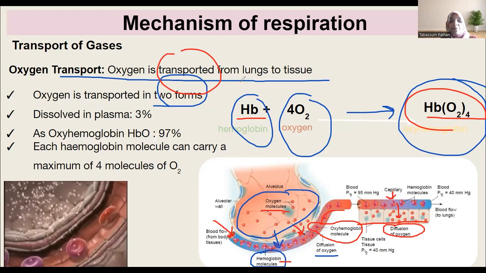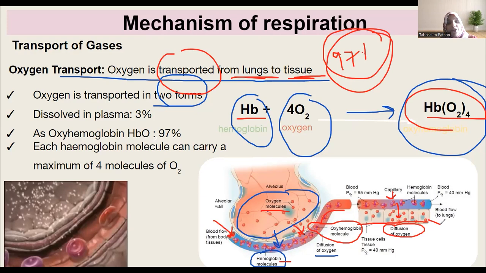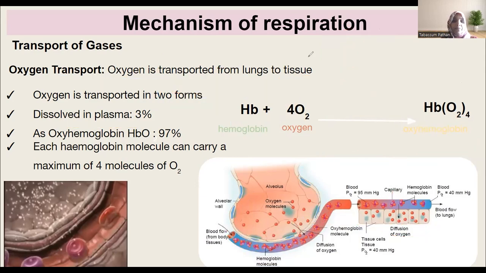This type of transport of oxygen from the lungs to the tissue is the maximum type. 97% of the oxygen that is given to the tissue is transported via this type. Only 3% of oxygen is dissolved in the plasma of the blood. It is not carried away by the hemoglobin, rather it is dissolved in the plasma of the blood and then taken to the tissue. Understood?